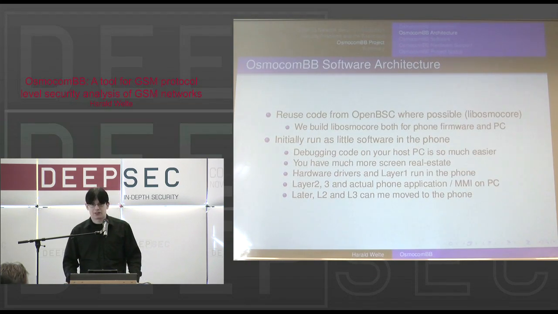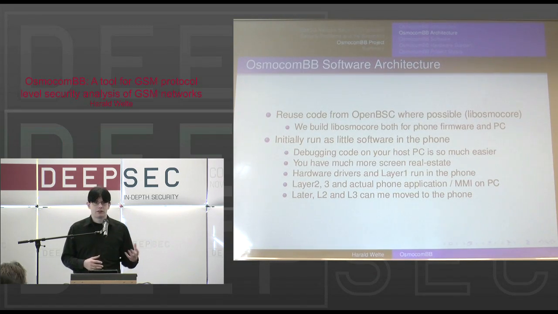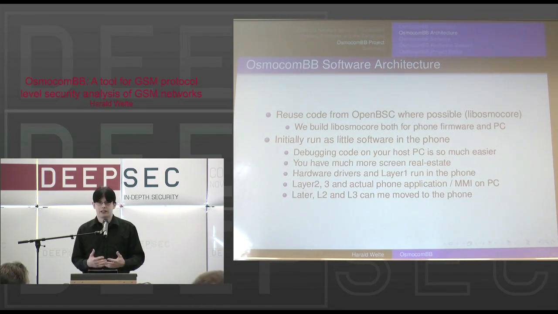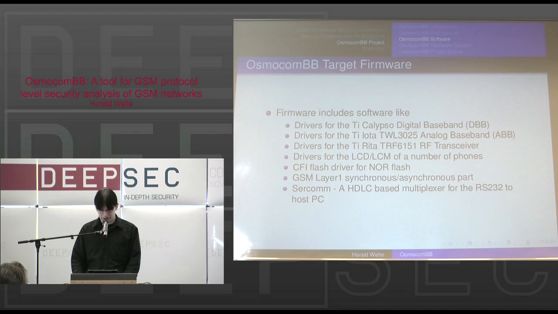The software architecture, well, we reuse existing code from OpenBSC whenever possible. We run as little software in the phone as needed, which means we only run layer 1 in the phone, and we run layer 2 and layer 3 and all the application logic code on the PC, and have an interface between them. Going to skip that interfaces slide. You can read up more if you're interested in that.